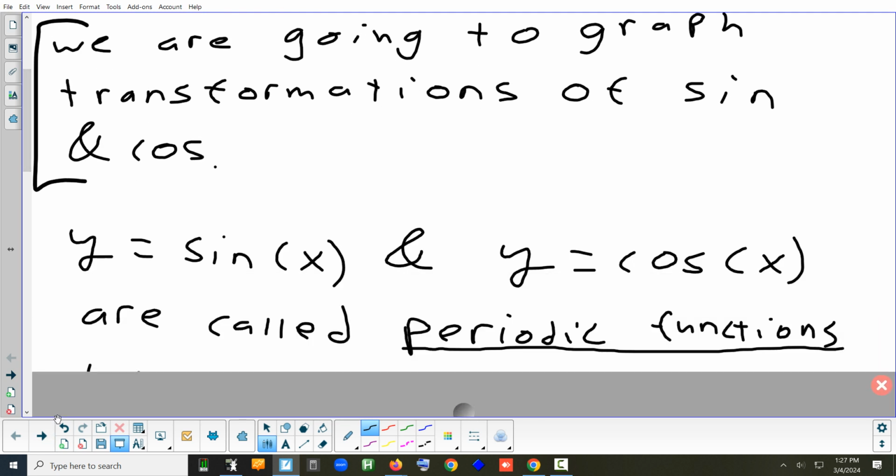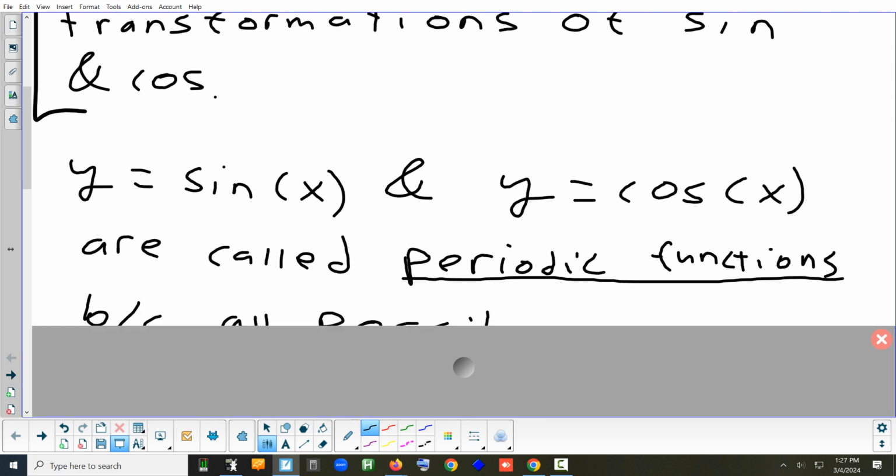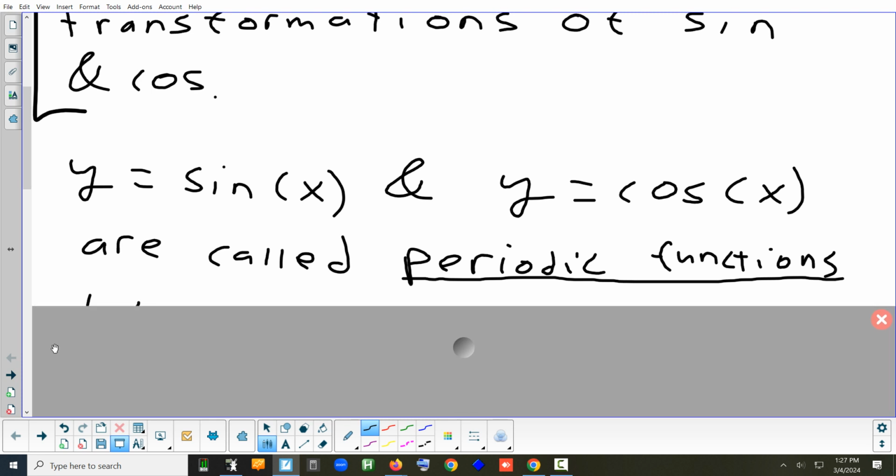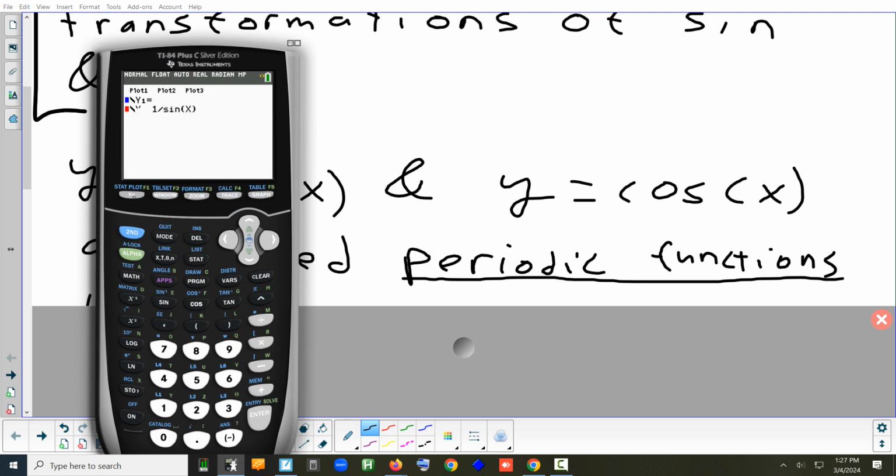First of all, sine, cosine, in fact every trig function, are called periodic functions. The idea of a periodic function is it repeats itself. Nothing that we've studied this year yet has been a periodic function when we graph. It hasn't been periodic. So let me put in just sine.